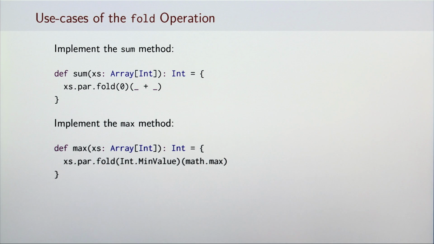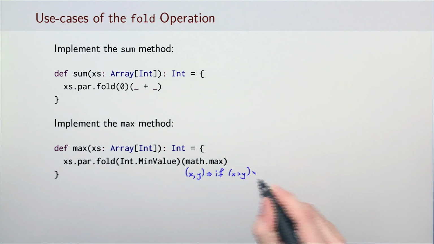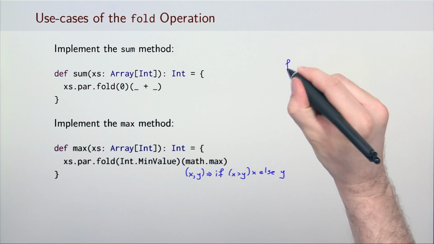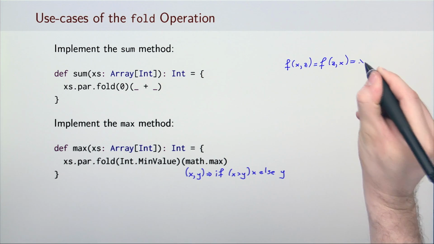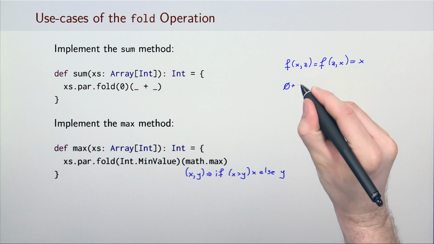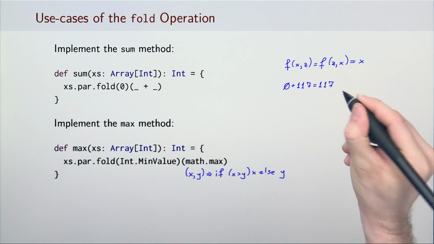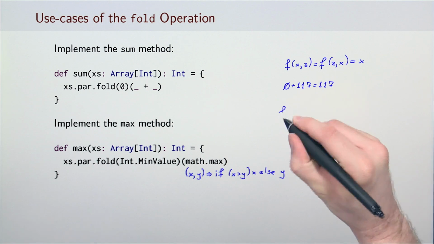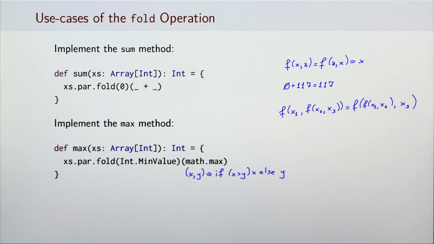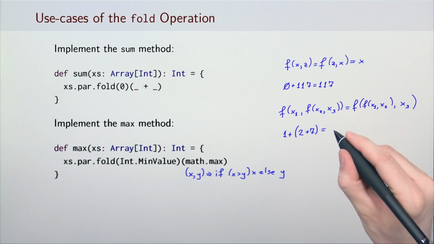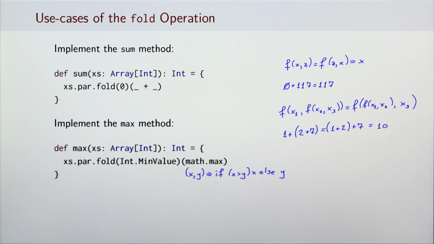your solution is correct. Alternatively, you could have used the following function. This function does the same thing as math max. Let's consider these two fold calls and what is common to these neutral elements and functions. First, applying the function to the neutral element and some other element x always returns the same element x. For example, 0 plus 117 is equal to 117. Second, both of these functions are associative. For example, (1 plus 2) plus 7 is the same as 1 plus (2 plus 7).